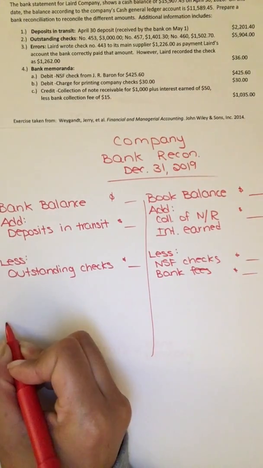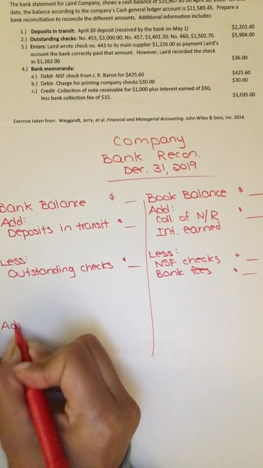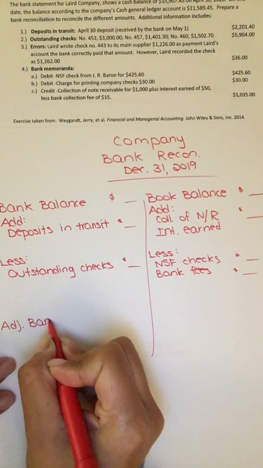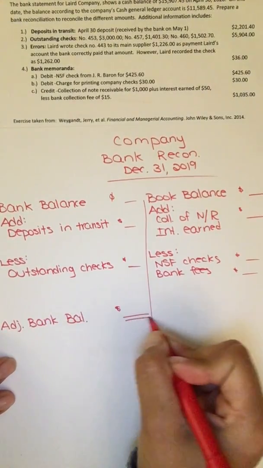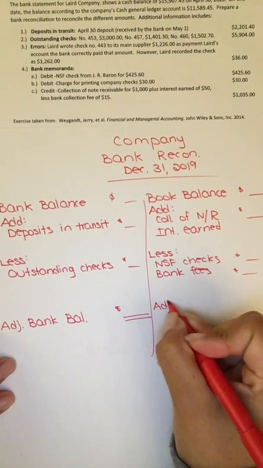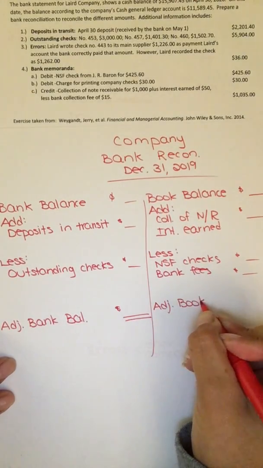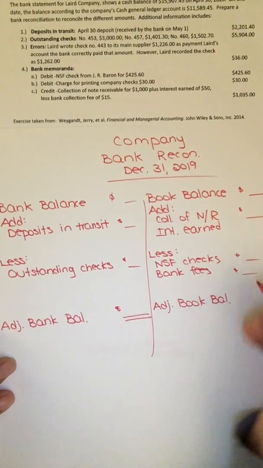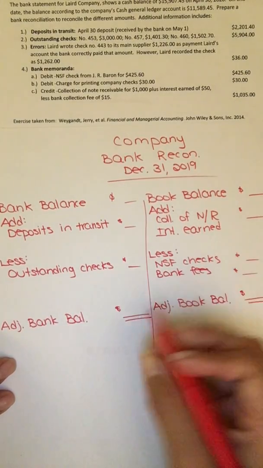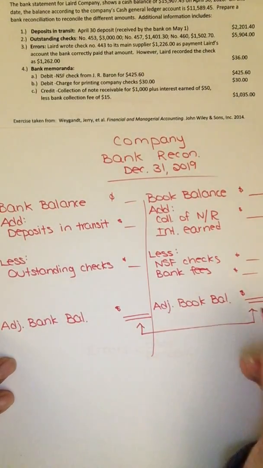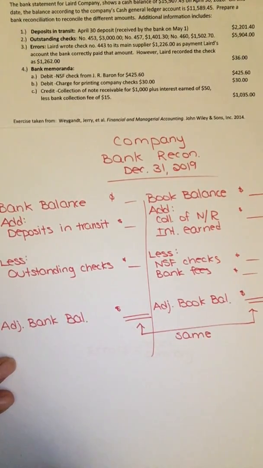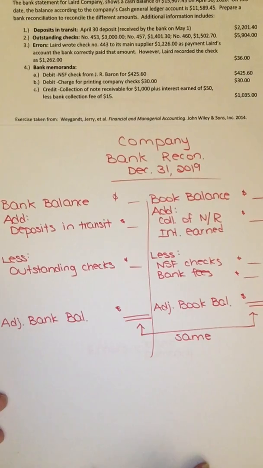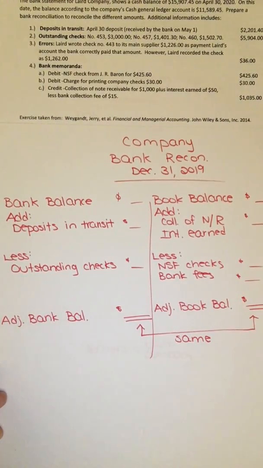And then we'll total it up, and we'll say adjusted bank balance. And we'll compare that to our adjusted book balance. And hopefully, these amounts are the same. So that's the general outline for a bank reconciliation. You can see it all.